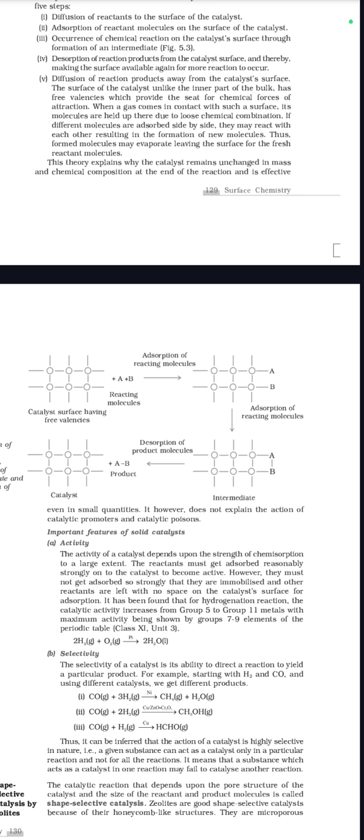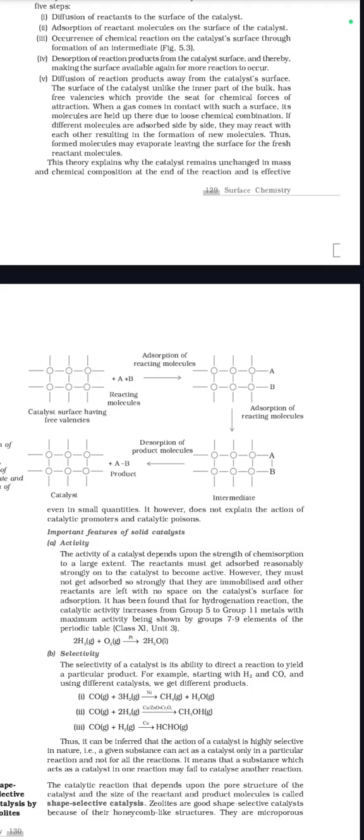The surface of the catalyst, unlike the inner part of the bulk, has free valencies which provide the seat for chemical forces of attraction. When a gas comes in contact with the solid surface, its molecules are held up there due to chemical combination. If different molecules are adsorbed side by side, they must react with each other, resulting in the formation of a new molecule. The newly formed molecule may evaporate, leaving the surface free for a fresh reactant molecule.